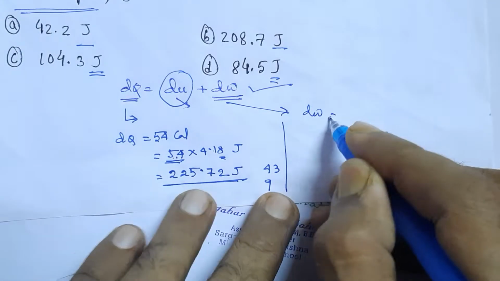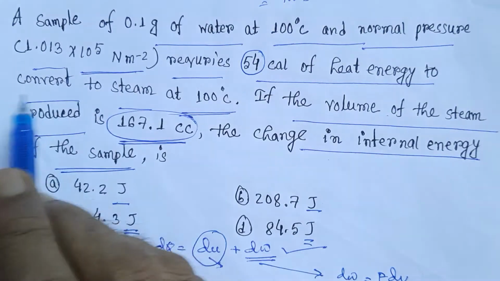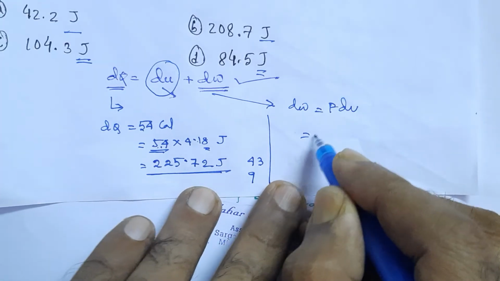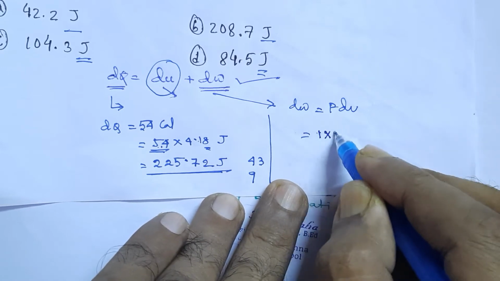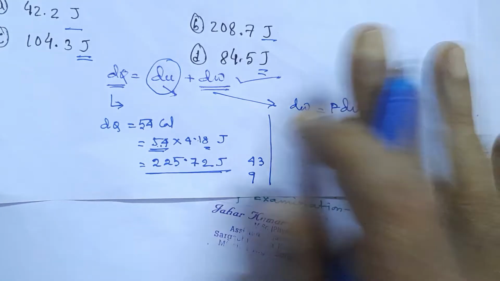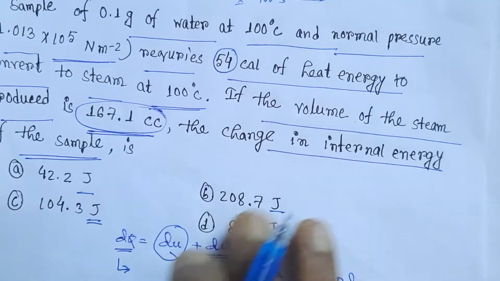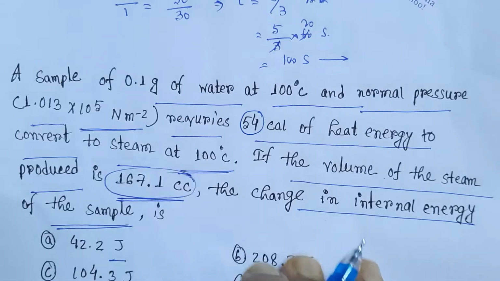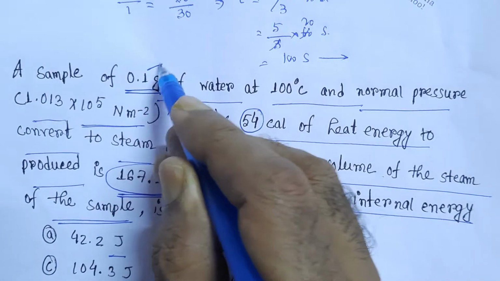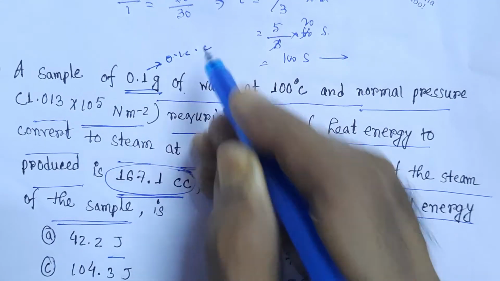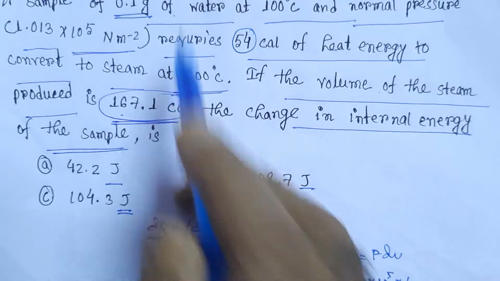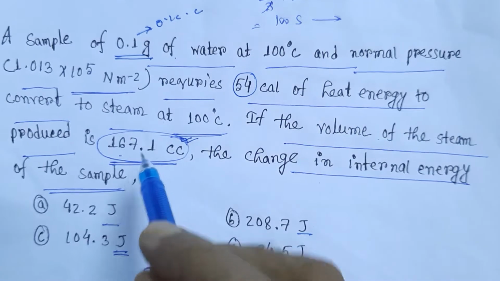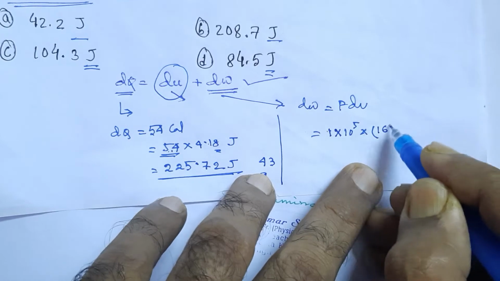Now the work done, that is dW. dW equals PdV. Now the pressure is what? A normal atmospheric pressure, 1.013 into 10 to the 5 Newton per meter square. For simplicity of calculation, let us take it as 1 into 10 to the 5 Newton per meter square. The change in volume: 1.1 gram of water has volume 0.1 cc, and the final volume when it is converted to steam is 167.1 cc. So the change in volume is 167 cc.